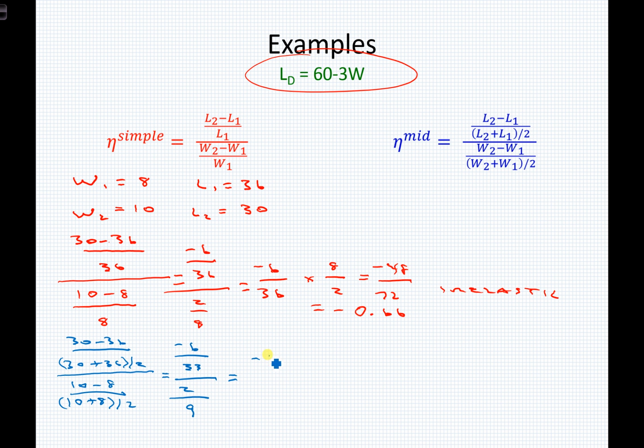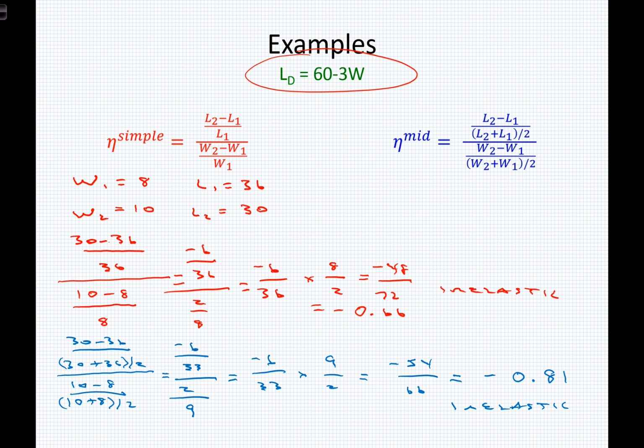So we're looking at negative 6 over 33 times 9 over 2. Well, that's negative 54 divided by 66, which is now no longer negative 0.66, but it is still negative 0.81 if we calculate this. So in each case, we see it's inelastic, and we see that the numbers are only slightly different. They're still very inelastic. Now, why do we have this difference?